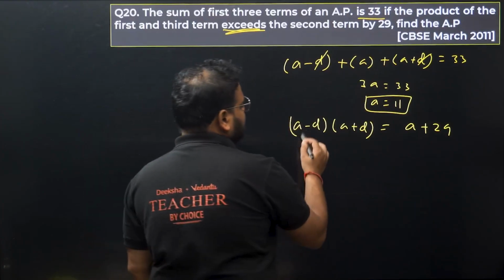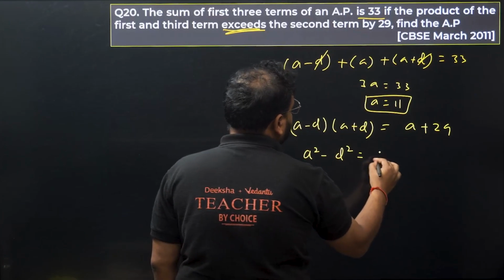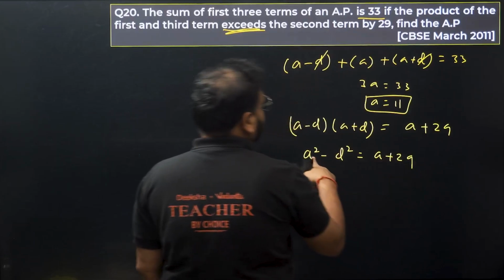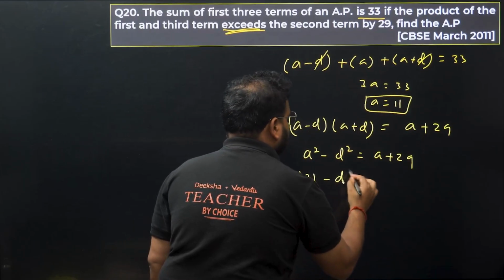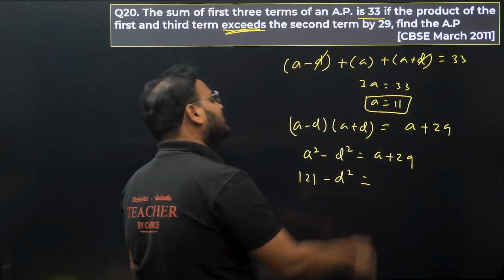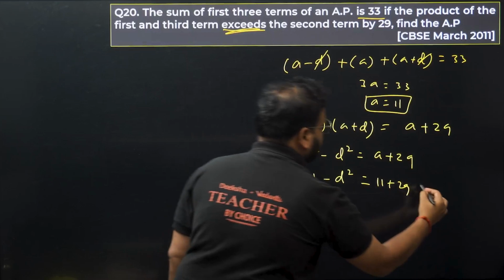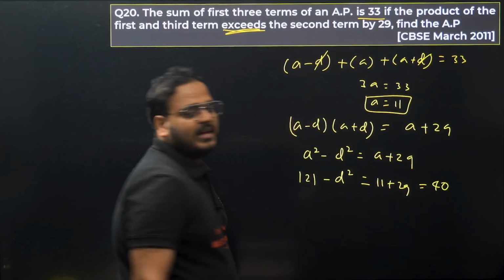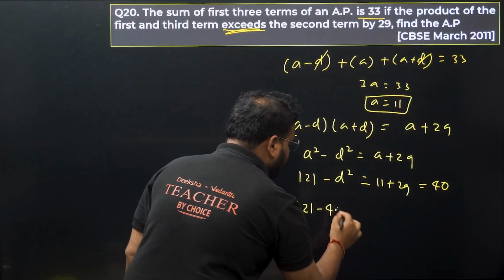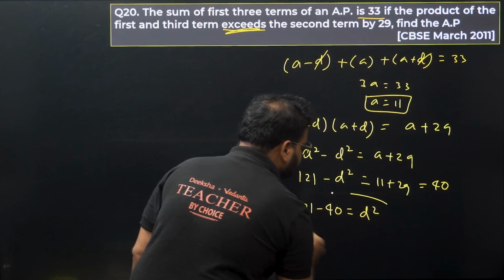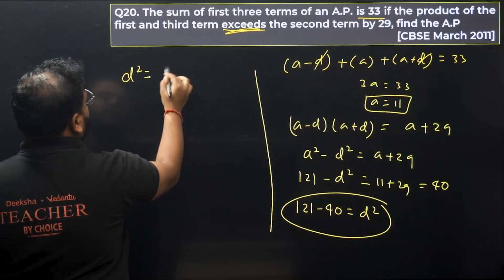Okay, what do I get for this? a minus d, a plus d. Formula is there. a square minus d square is a plus 29. What is a value? 11. 11 square is what? 121 minus d square equals a plus 29, means 11 plus 29. How much is this? 40. 11 plus 29 is 40. Bring this over here. I get 121 minus 40 equals d square. Continue. I get d square equals 81.